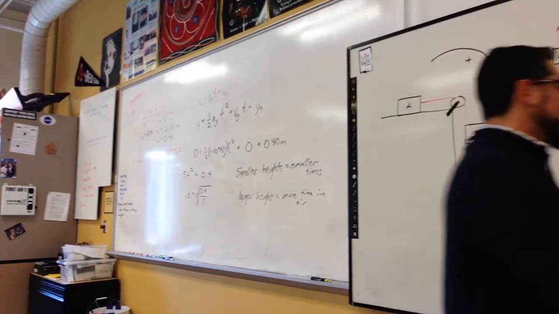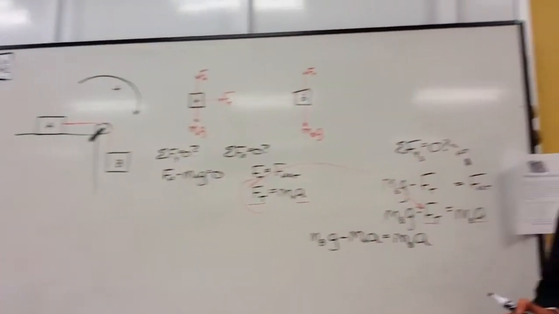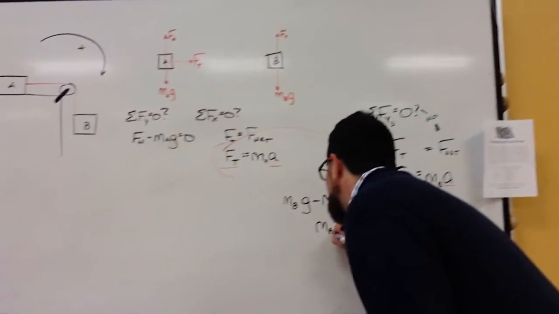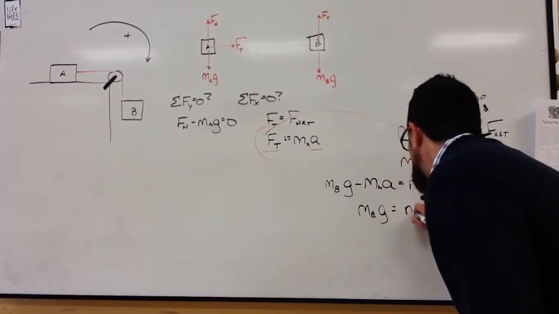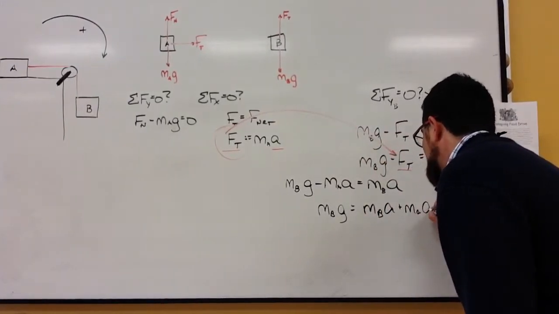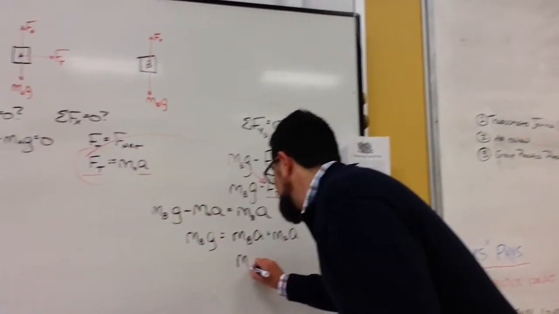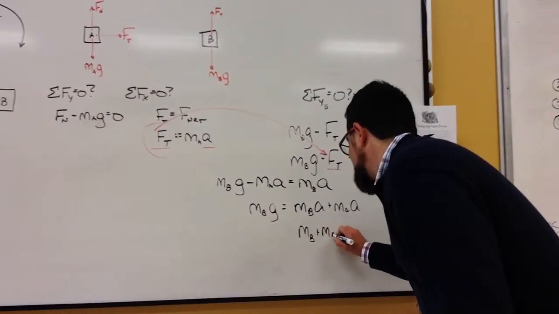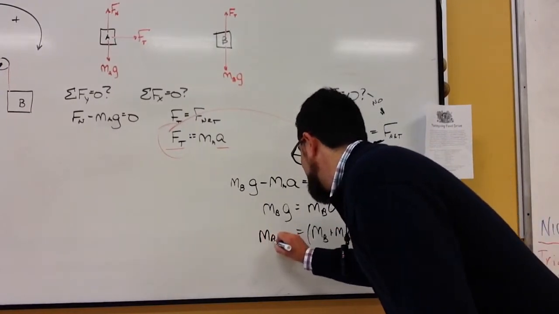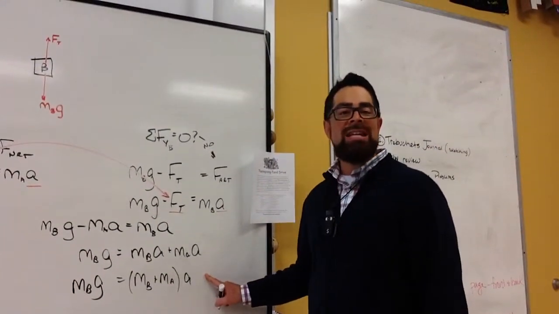Good. Yeah, we need to add this guy to both sides first, and what you guys are actually doing algebraically is you're grouping, right? You're putting all your like terms on the same side. This becomes m_b times g is equal to m_b times a plus m_a times a. Now I'm going to factor out an a. That becomes m_b plus m_a, times a is equal to m_b times g. Any questions algebraically on how I've arrived here?